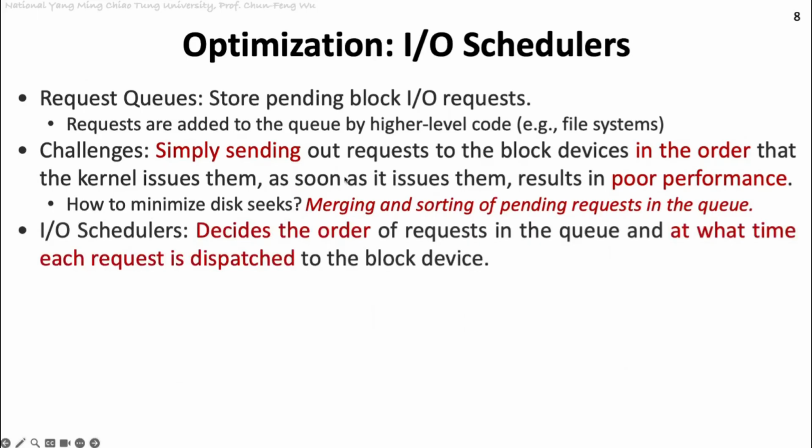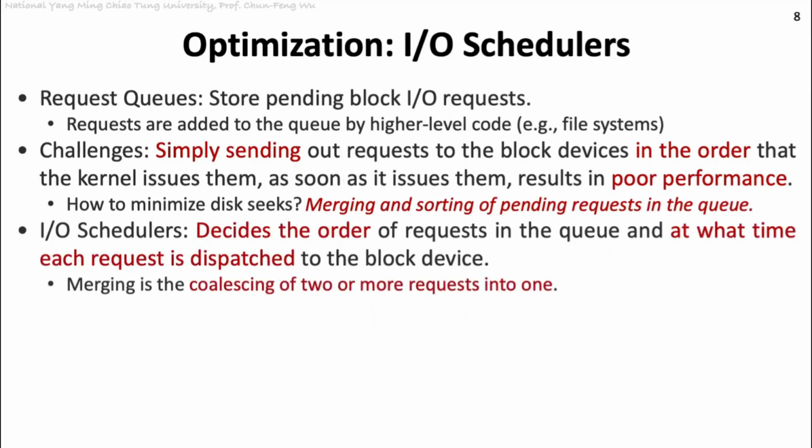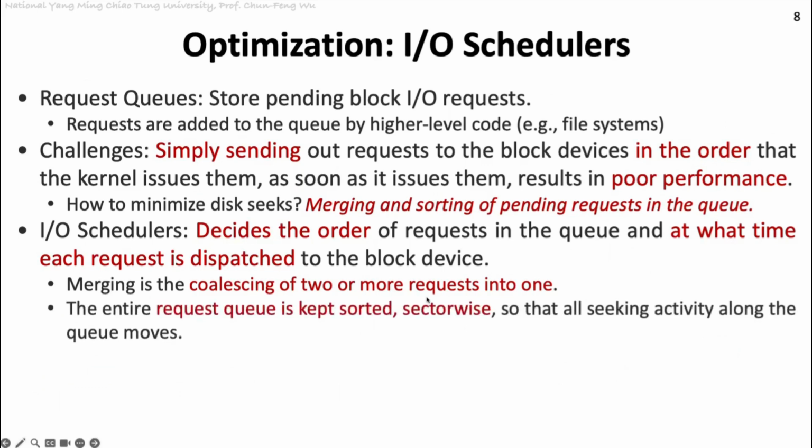So there's another idea called the IO scheduler, which is going to solve this problem. It is possible to schedule these block IO requests. It decides the order of the requests in the queue and at what time each request is dispatched to the block device. There are several ways: it can coalesce two or more requests into one, and then we can sort the requests sector-wise, by the starting point of the sector. After sorting, we can minimize the disk seek and rotation delay.